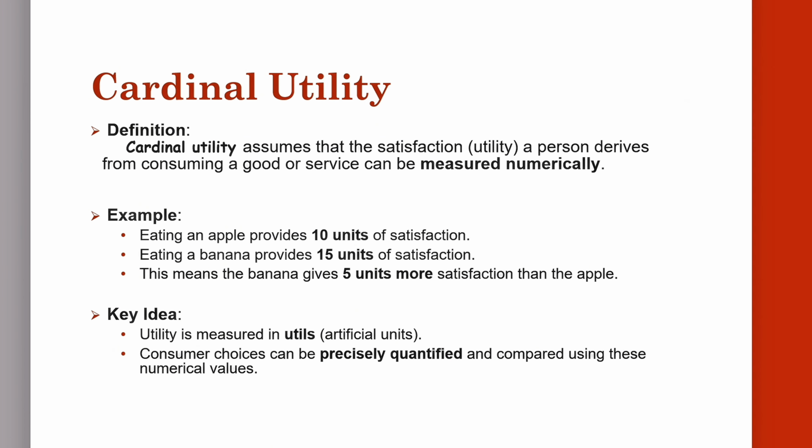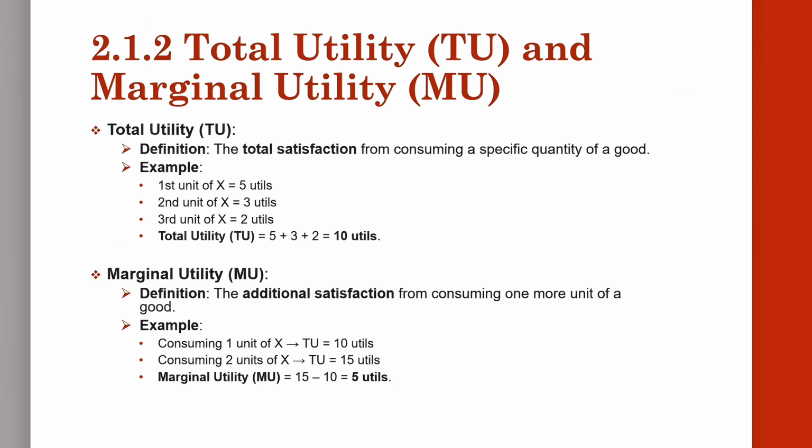Okay, now let's talk about total utility and marginal utility. Total utility is the total amount of satisfaction we get from consuming a certain quantity of a good, whereas marginal utility, on the other hand, is the additional satisfaction you gain from consuming one more unit of that good.